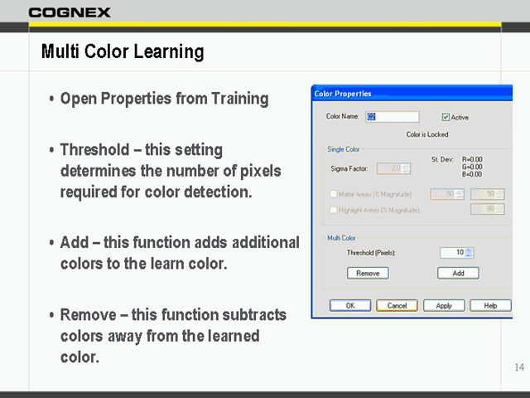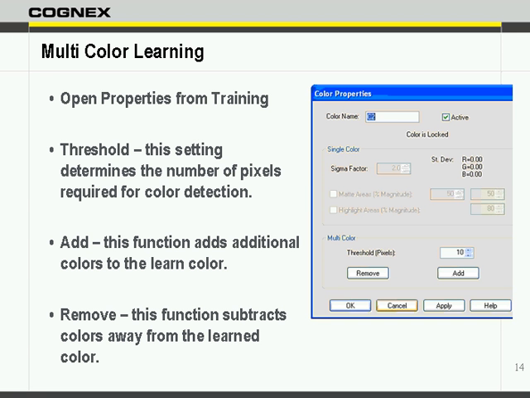All right, when we open the properties for a multicolor learning, we'll see that the color is locked because it's a merged color by default, because we grab a whole group of individual locations or individual colors in that three-dimensional color space, RGB space, and merge them together under one name. That's why it doesn't make much sense to change the sigma factor, matte area, and highlight area. So those are locked.